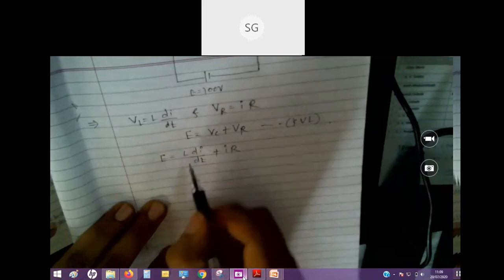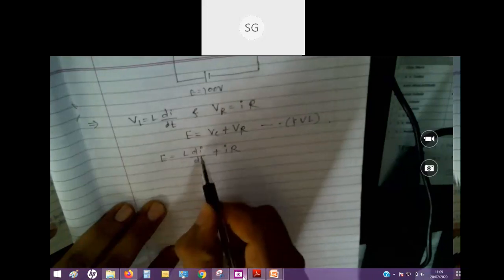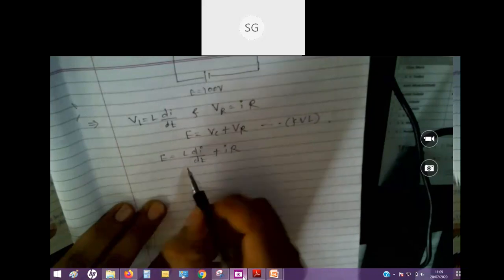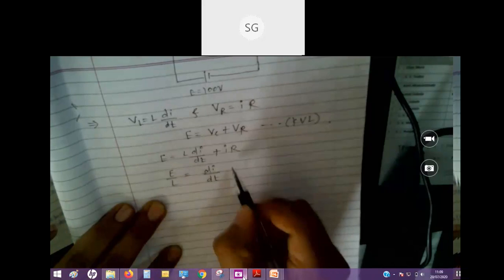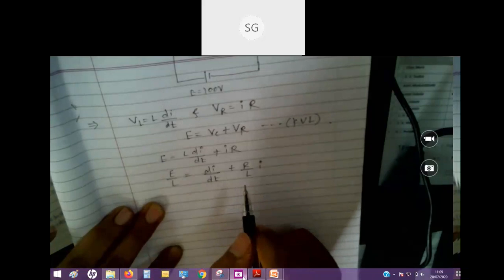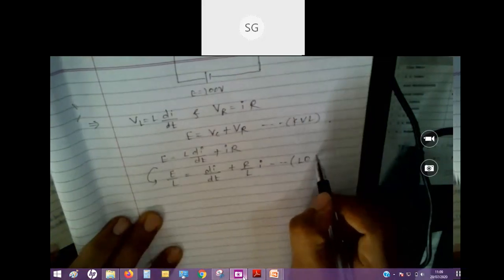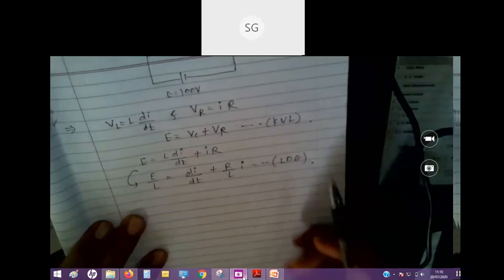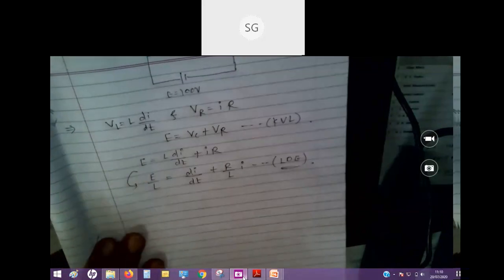So what we'll do, we will convert. The differential term should have no coefficient, so we will divide by L. So E by L is equal to di by dt plus R by L into I. Now this is in linear differential equation form. Are you getting this now?